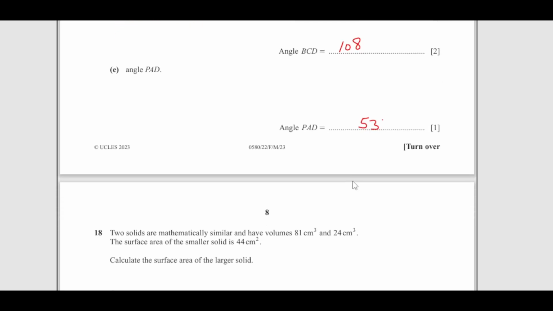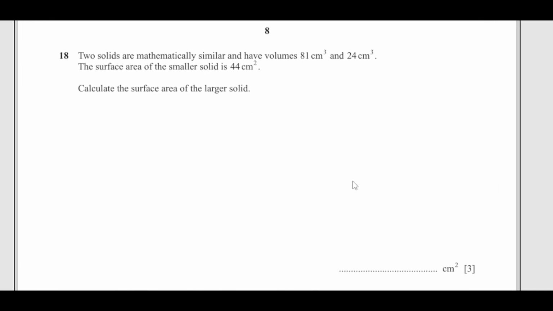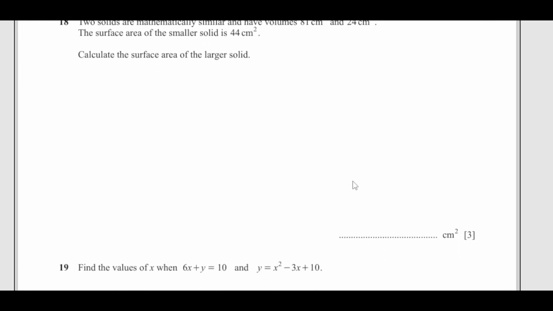So basically the alternate segment theorem was applicable in the whole question, right? Now number 18: two solids are mathematically similar and have volumes 81 and 24. The surface area of the smaller solid is 44. Calculate the surface area of the larger.